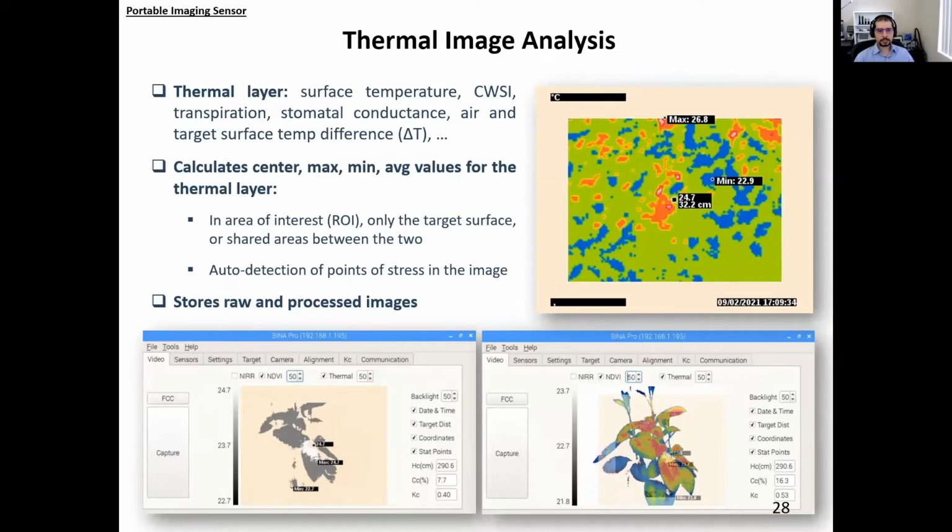Another part of what the algorithm does on board the imager is analyzing the thermal images. The thermal layer can be just surface temperature, for example canopy temperature, or CWSI, crop water stress index, transpiration, stomatal conductance, or again, any type of model that we have embedded in the system.